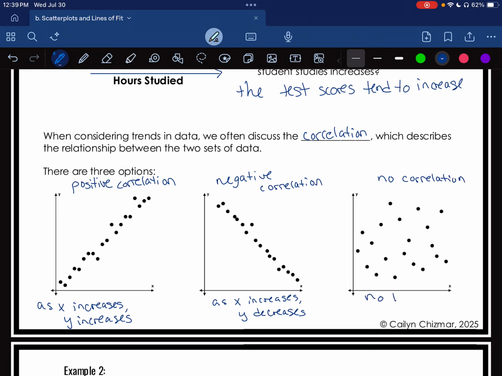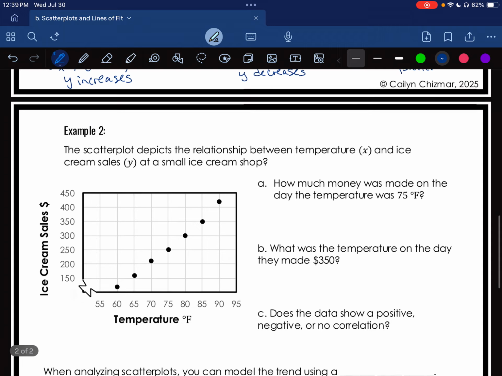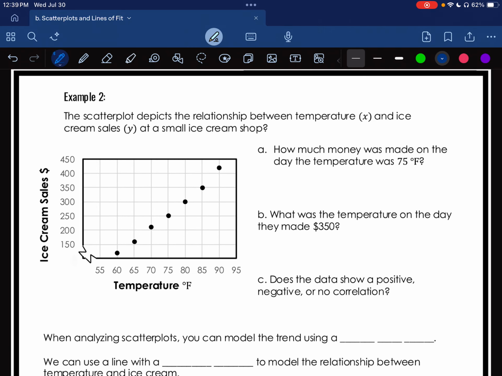All right, so this scatterplot here depicts the relationship between temperature and ice cream sales at a small ice cream shop. Oh, that's so funny that I have a question mark there when that should be a period.